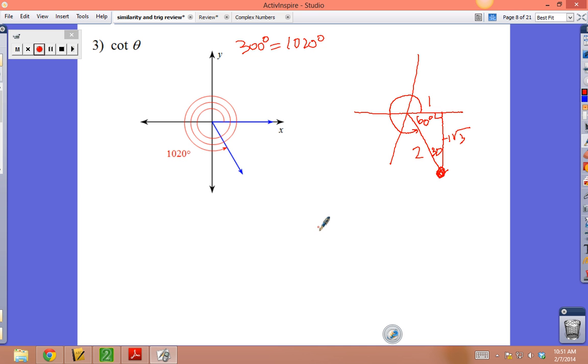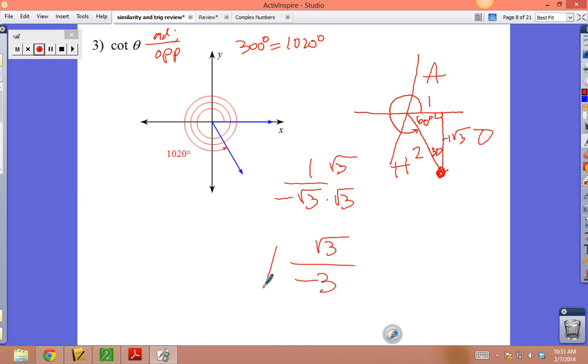And then I want adjacent over opposite. So this one is my adjacent, this one is my opposite, this one's my hypotenuse. So I want 1 over a negative square root of 3 times by square root of 3 on the bottom times by square root of 3 on top. So it's going to be square root of 3 over negative 3 for my fraction.